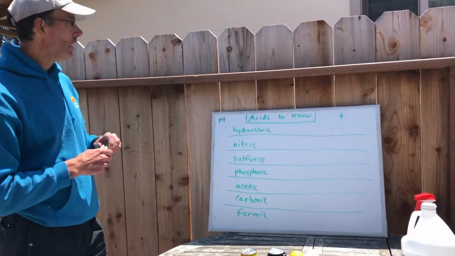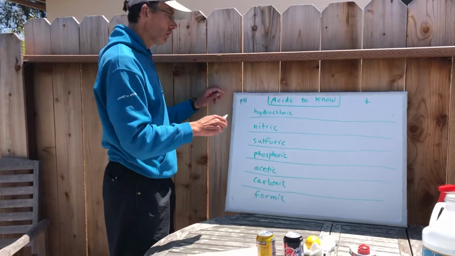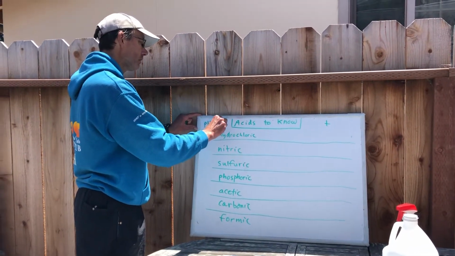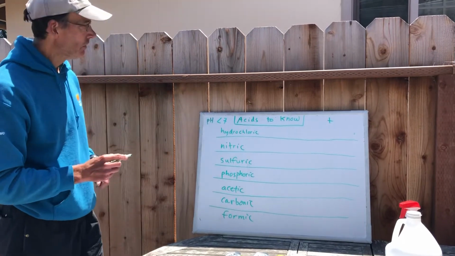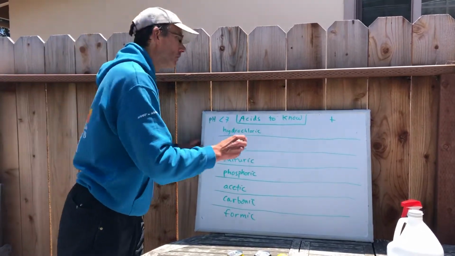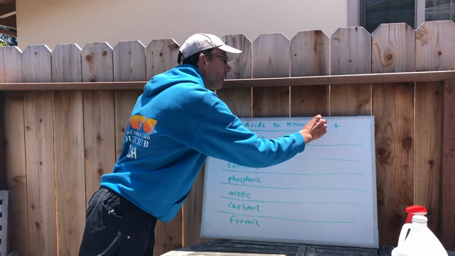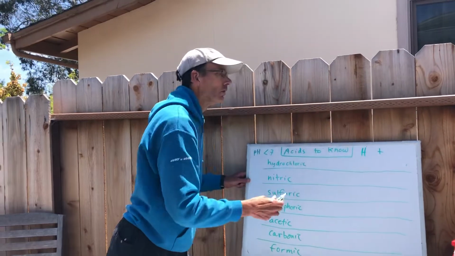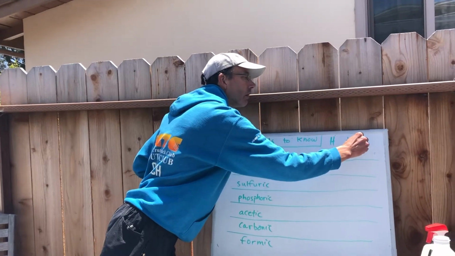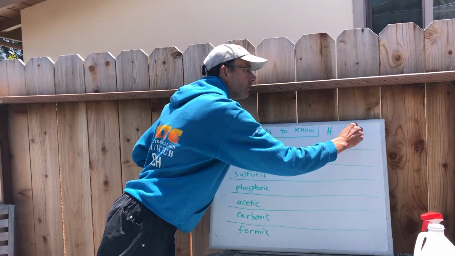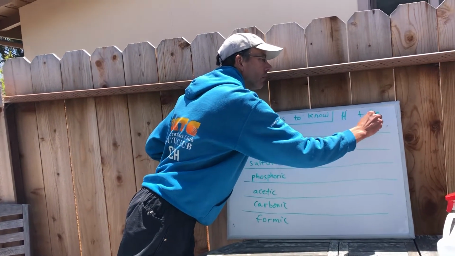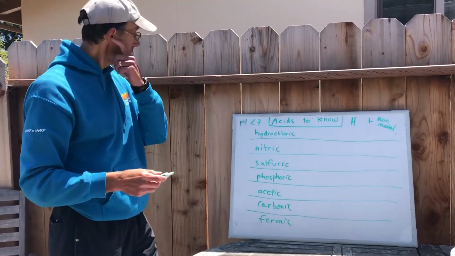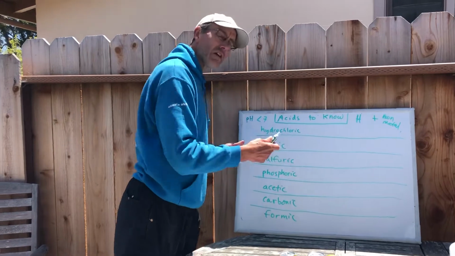Okay, so now we'll go on to acids. And acids are liquids that have a pH that's less than 7 all the way down to 0. And they usually have a formula of H plus a non-metal. So hydrochloric acid, that's another thing.